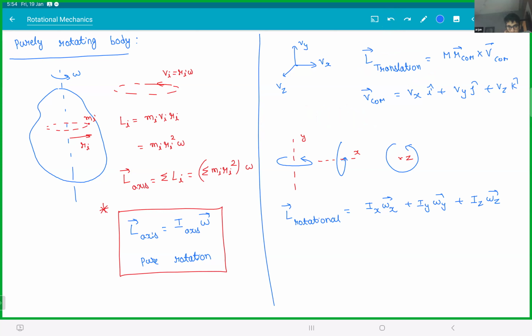Okay. L of a system will be translation plus rotational components. Sometimes you will see there is no translation, only rotation plus rotation. It could be a combination of everything. If you want me to say that, I'll write it down. So L of a system will be L of translation plus L of rotation. Fair enough. Is that what you're asking? Yes, that's it, you have to add them vectorially.